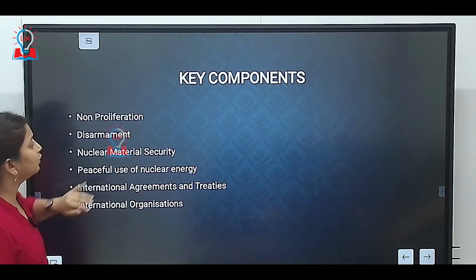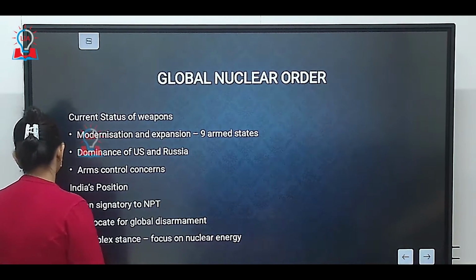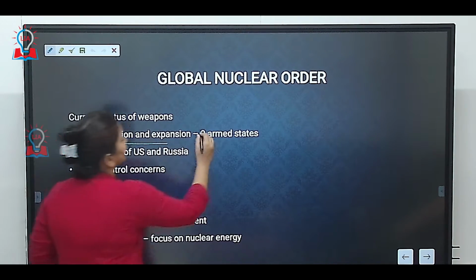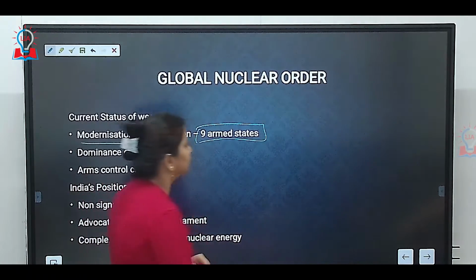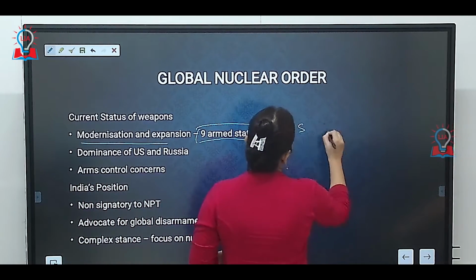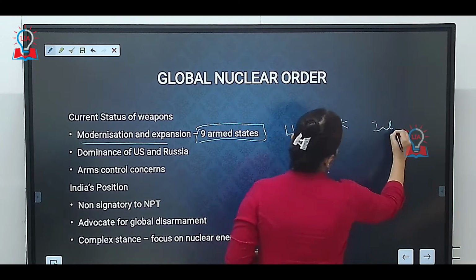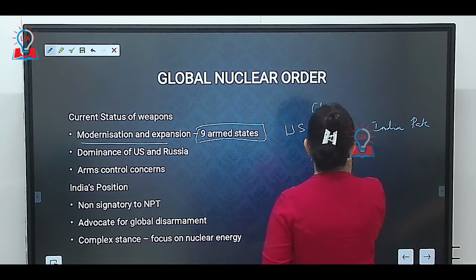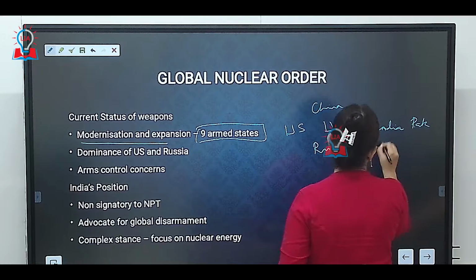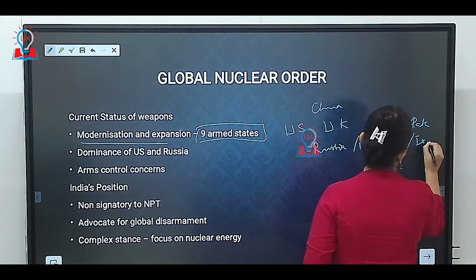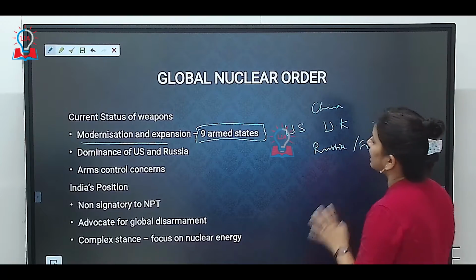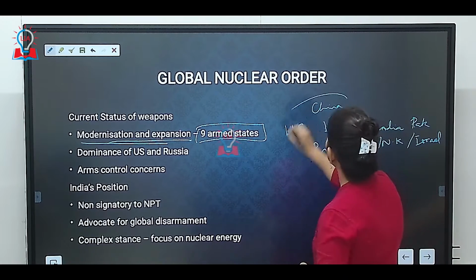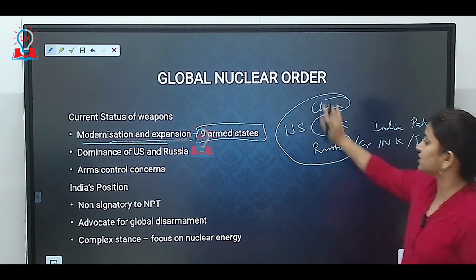Now, what is the current status of global nuclear order? Currently, we know that there are only 9 armed states of the world. That includes US, UK, India, Pakistan, China, Russia, France, North Korea, and Israel. So there are totally 9 armed states only, but an immense amount of modernization and expansion is being carried out by 3 countries, that is US, China and Russia.